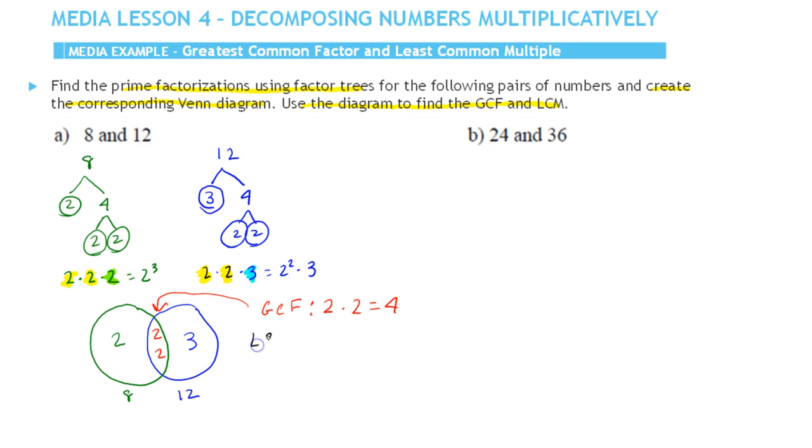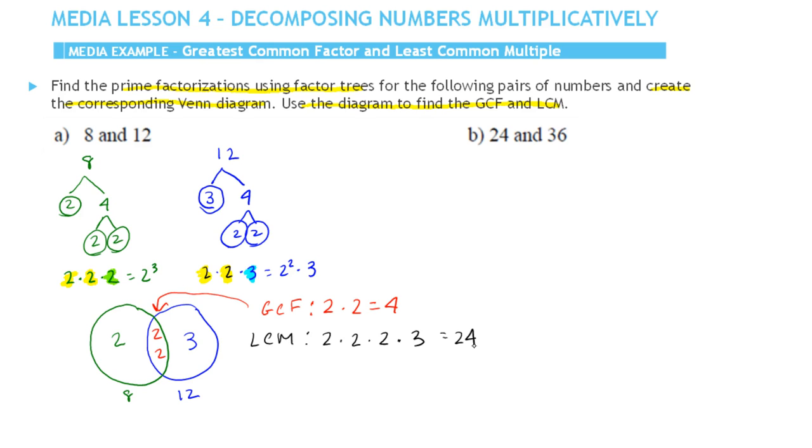And the least common multiple, you can read this from the Venn diagram by multiplying every number you see. So 2 times 2 times 2 times 3. So 1 from 8, 2 in the intersection, 1 factor of 3, that was in 12. And if we multiply this, this is 8 times 3, which is 24.